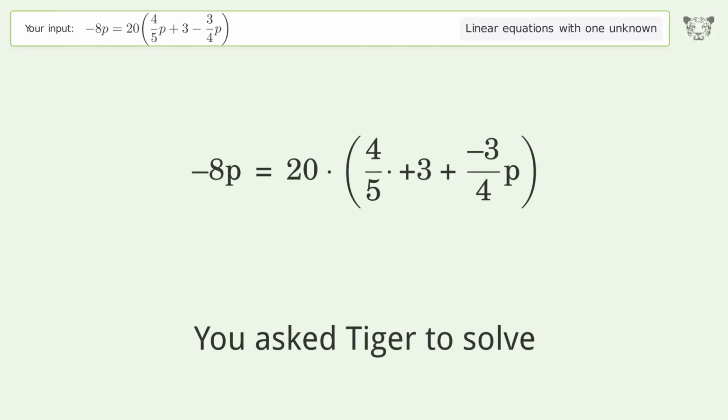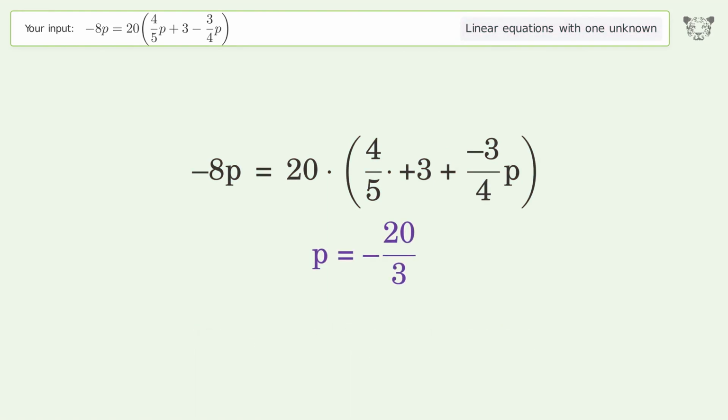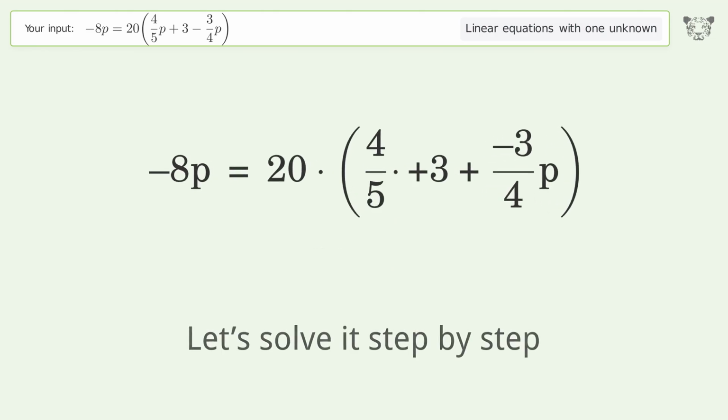You ask Tiger to solve. This deals with linear equations with one unknown. The final result is p equals -20/3. Let's solve it step by step.